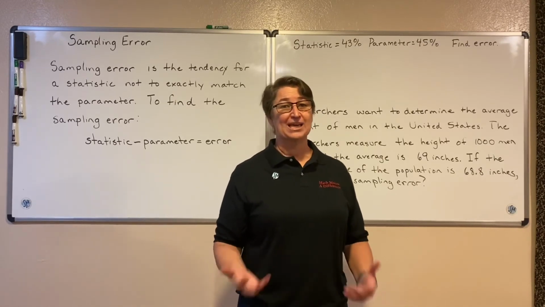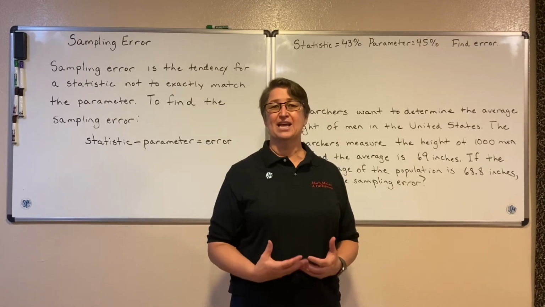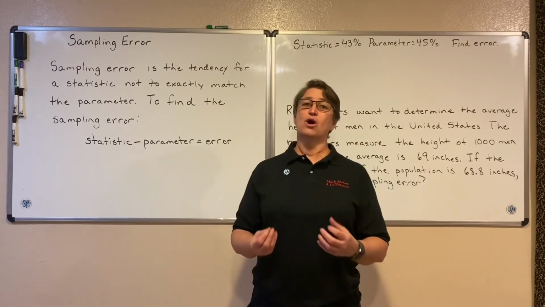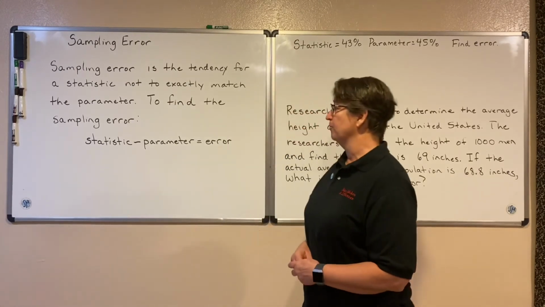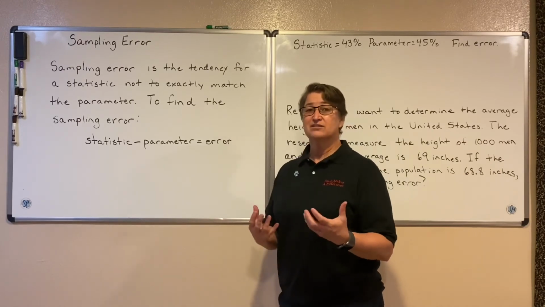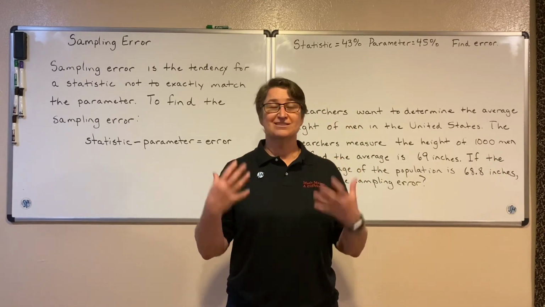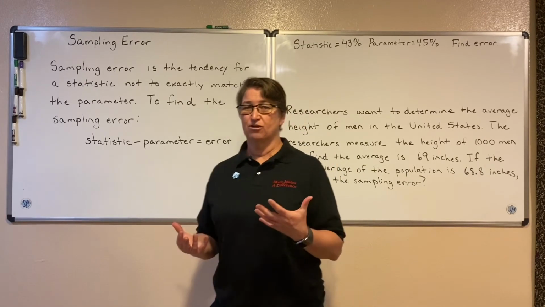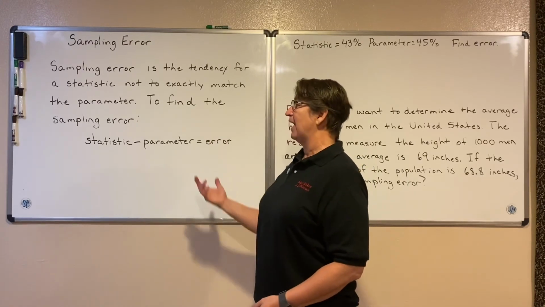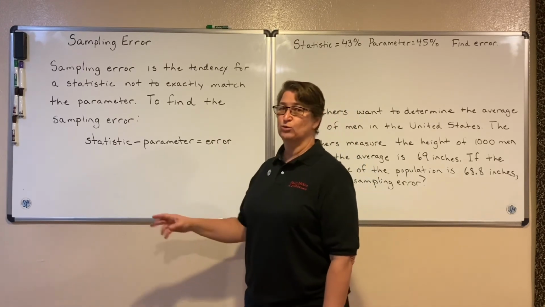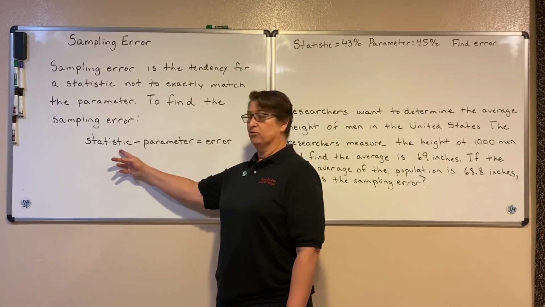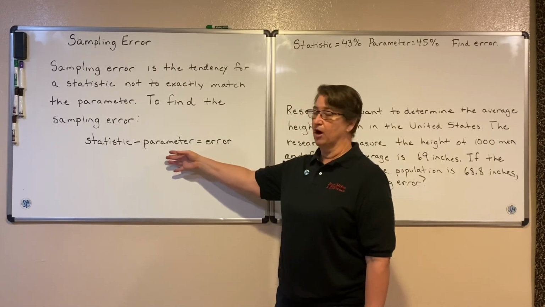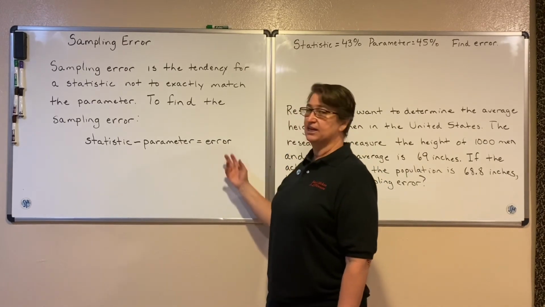Now, most of the time we can't get a parameter. It's really hard to get data from the entire population. So most of the time we are just getting a sample or a statistic when we have that one number. So because of that, our sample that we've taken may not be exactly like the population. In fact, it's hard to get something that's exact. So to find this sampling error, what we do is we take our statistic, the one number from our sample, and we subtract the population parameter to get our error.